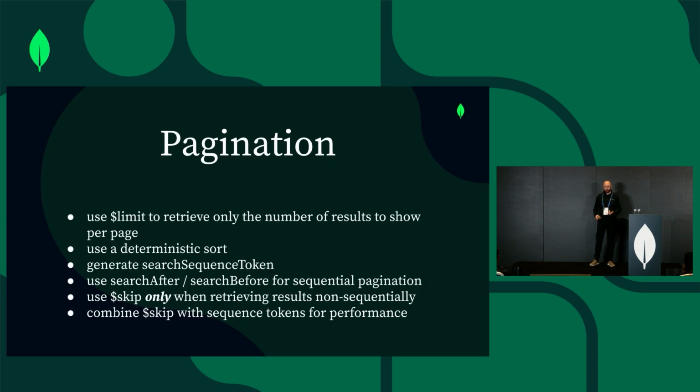So to recap, use limit to fetch only the number of results you're going to show, to not introduce any latency, overhead, memory, and so on. Try to use a deterministic sort, so introduce a second criteria, like an SKU, something that is unique enough to act as a tiebreaker. Generate the search sequence token, so you can always paginate sequentially whenever possible, and combine both of those with skip and so on to paginate properly. Right, so now I can move from one page to another.